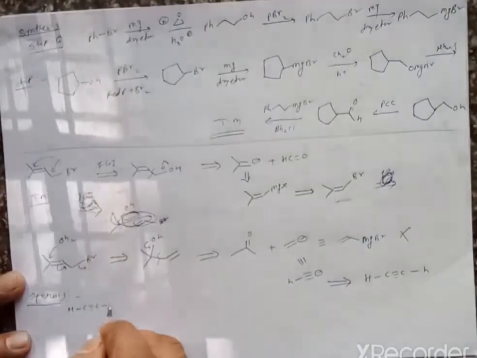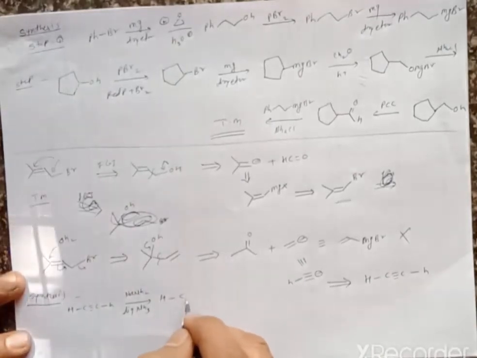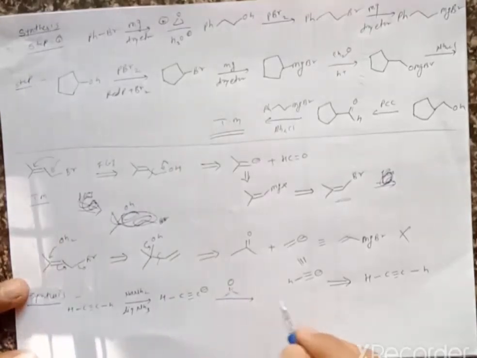Synthesis. In the synthesis, if we take acetylene molecule, HC triple bond CH, and add NaNH2 in presence of liquid ammonia, it gives formation of an acetylide anion, right? And then this acetylide anion, when treated with the ketone, gives formation of OH, then C triple bond C, right?